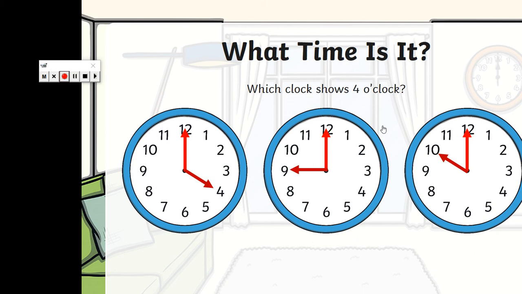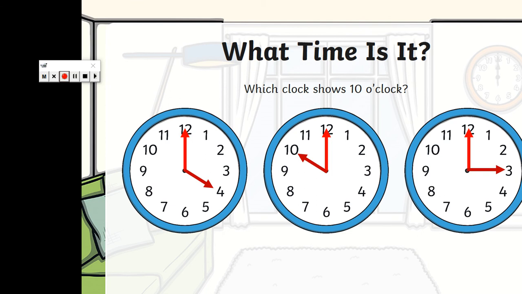So same again, which clock is showing 4 o'clock? So we'll start with this one. This clock is showing 10 o'clock. This clock is showing 9 o'clock. And this clock is showing 4 o'clock. So it means that it's this one that's the right answer. Okay, same again. See if you can spot 10 o'clock.